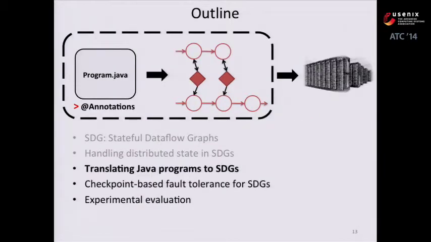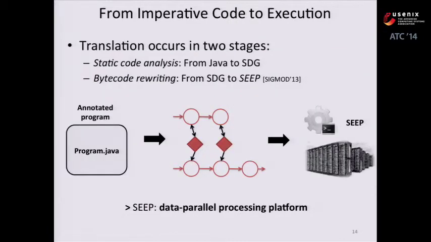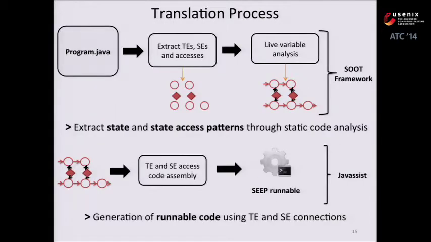So I'll go next to explain how the translation process works. And this consists of two stages. In the first one, we do static code analysis so that we can go from the Java program to the stateful data flow graph. In the second one, we do bytecode engineering so that we can adapt that stateful data flow graph to run on SEEP. And SEEP is the prototype that we've implemented to run SDGs on top and to run our fault tolerance mechanism. More details about these two stages are here.